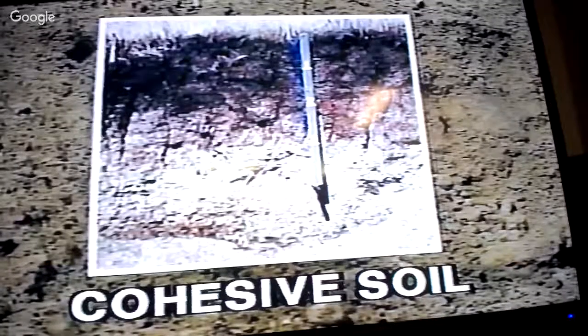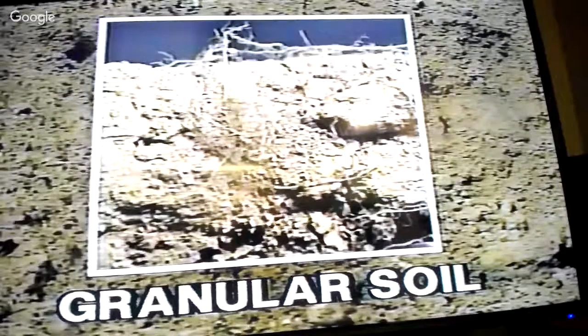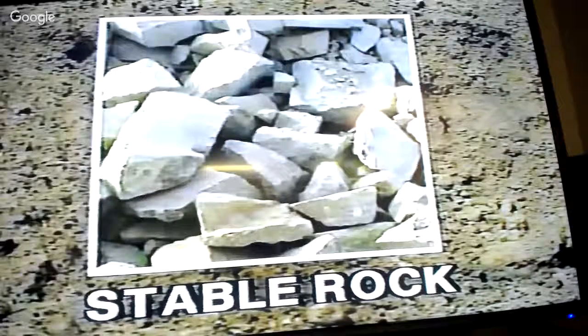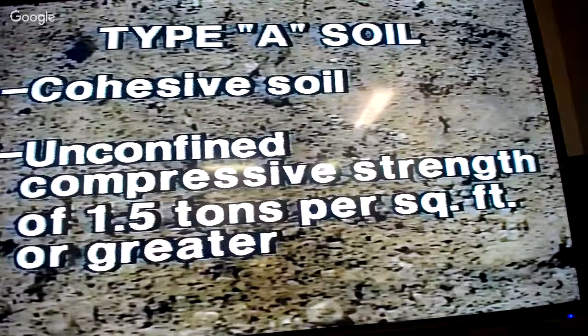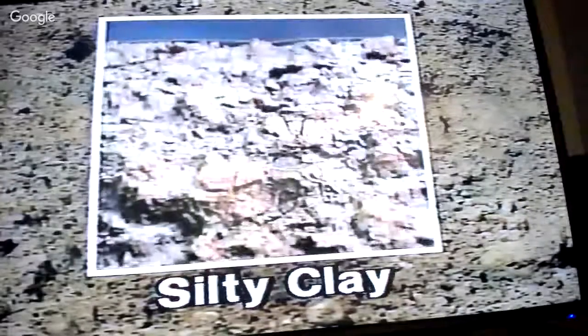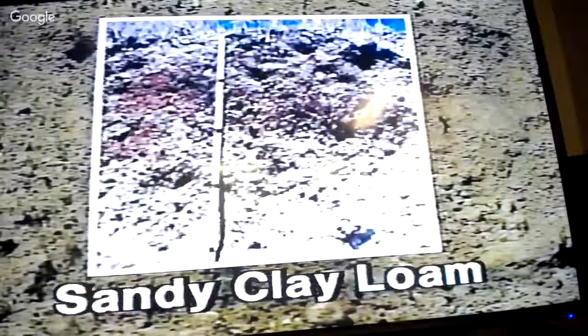Cohesive soil remains in clumps after being excavated. Granular soil, on the other hand, breaks up easily and does not stay in clumps. Stable rock is natural solid mineral matter which can be excavated with vertical sides and will remain intact while exposed. Type A soil is cohesive with an unconfined compressive strength of 1.5 tons per square foot or greater. Examples of type A soil include clay, silty clay, sandy clay, clay loam, silty clay loam, and sandy clay loam.